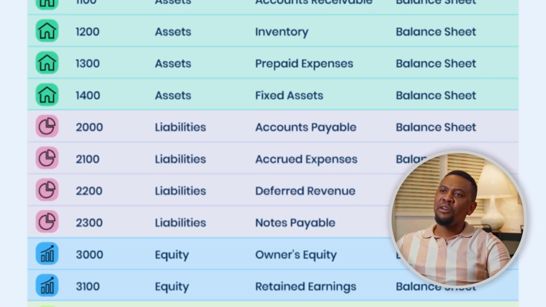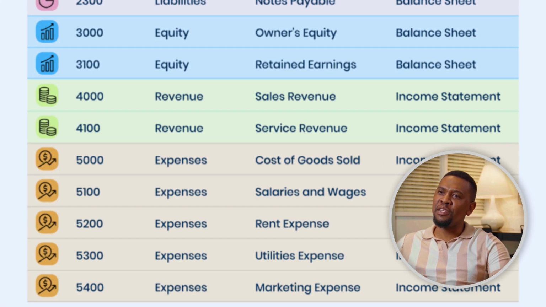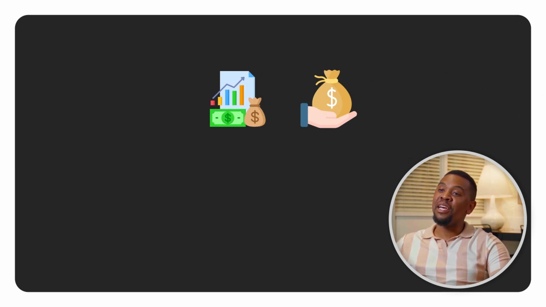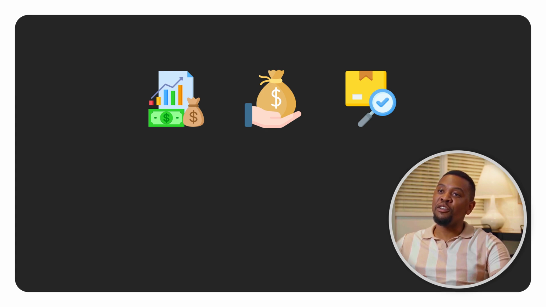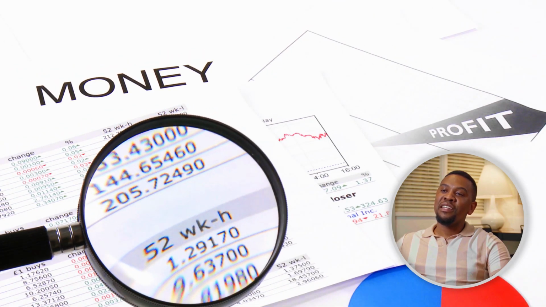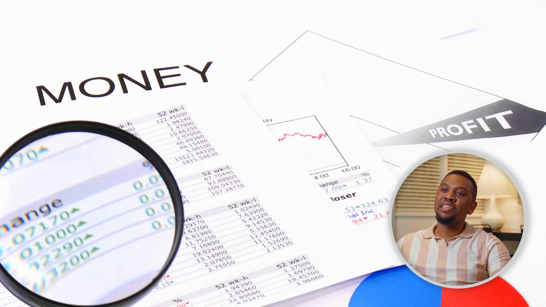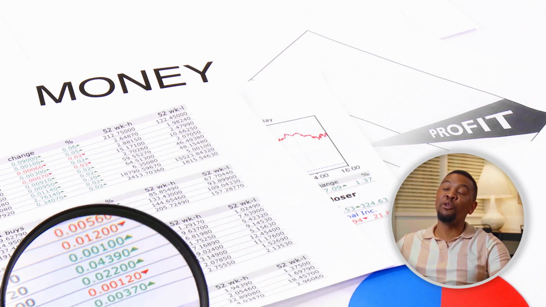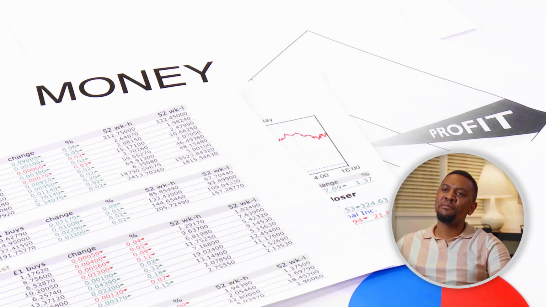A good chart of accounts is clear, clean, and built around the way you think about your business. Let's say you run a product company. You probably care about things like revenue by sales channel, costs by product line, inventory value, and shipping and fulfillment costs. So your chart of accounts should make those things easy to see, without you needing to dig through 14 spreadsheets or decode cryptic account names.